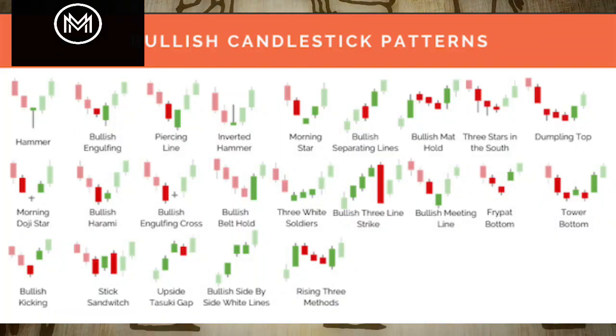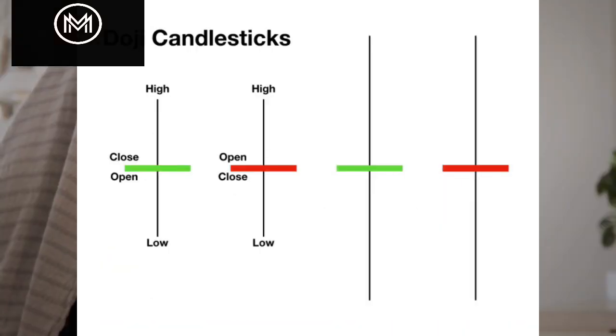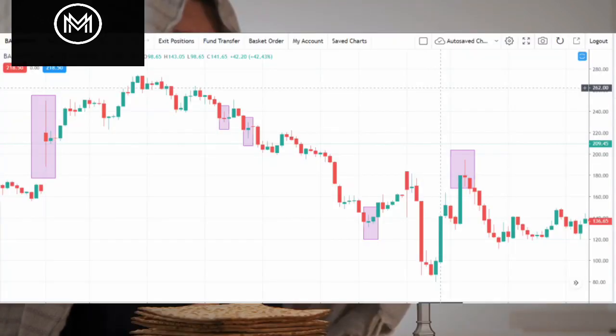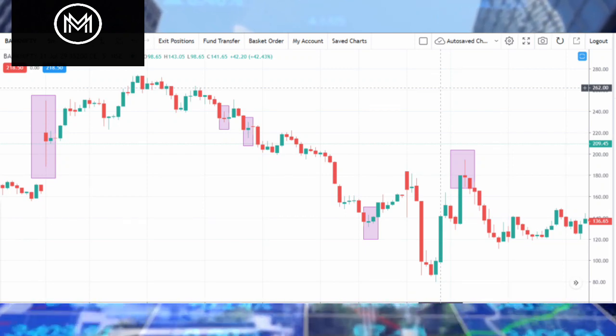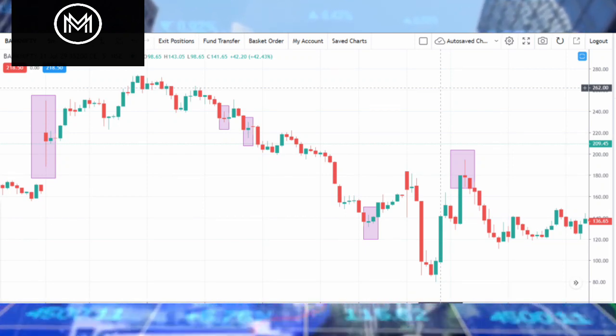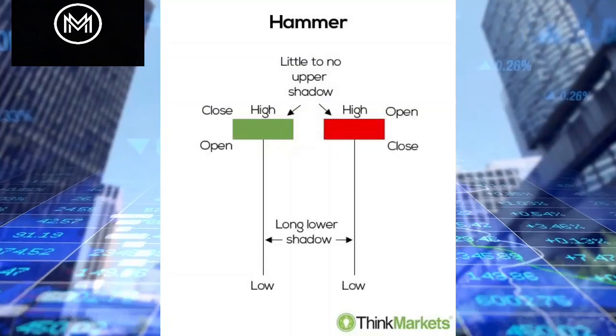Here are additional candlestick patterns. Doji. A doji candlestick has a small body, indicating that the opening and closing prices are nearly equal. It represents market indecision and can signal a potential trend reversal or trend continuation, depending on the preceding price action.